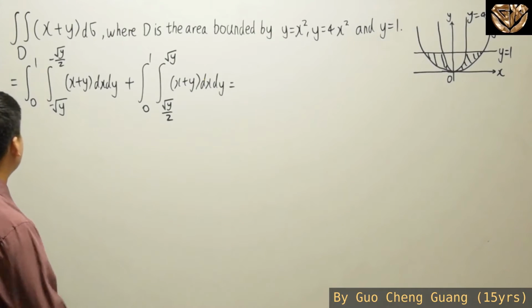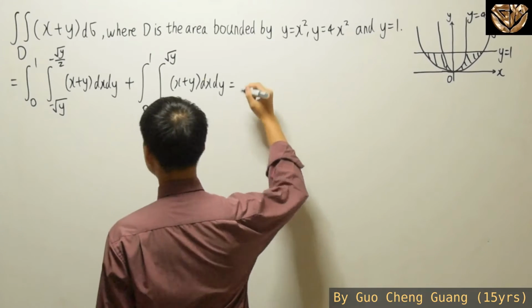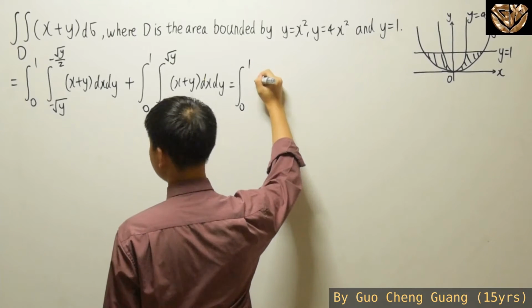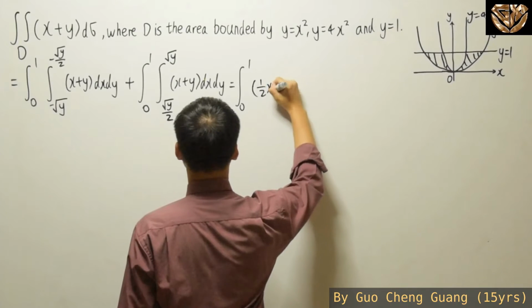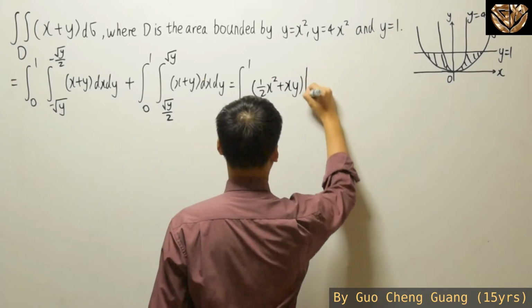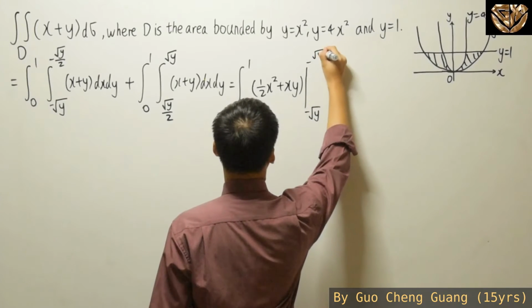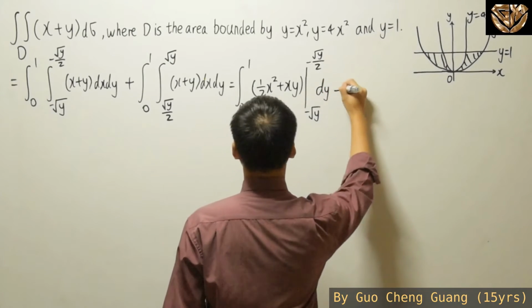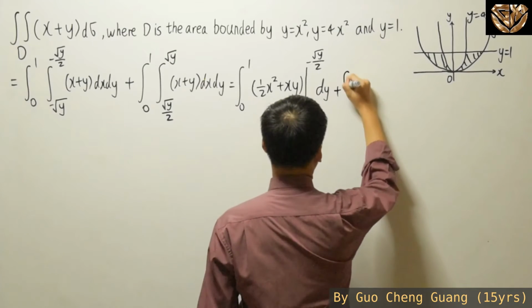Now, for your area on the left side, when you integrate, you have 0 to 1, and half x squared plus xy, evaluated from negative square root y to negative square root y over 2, dy. So this is your area on the left, and then your area on the right.